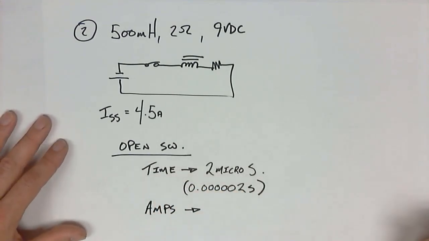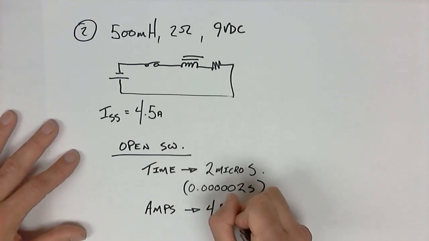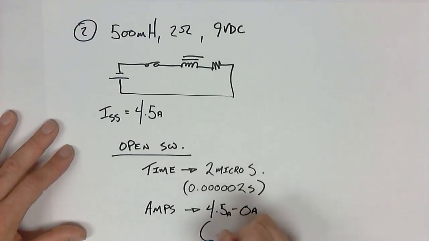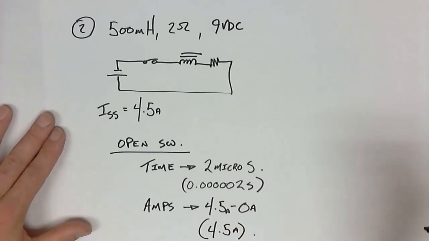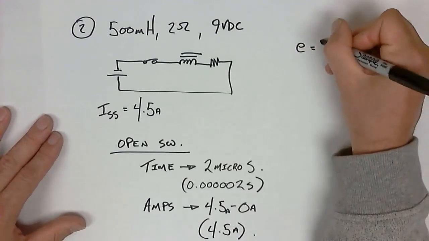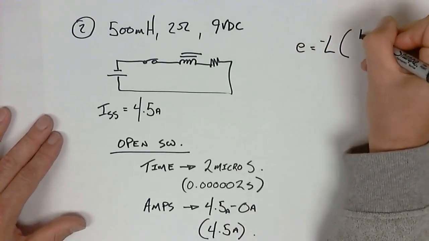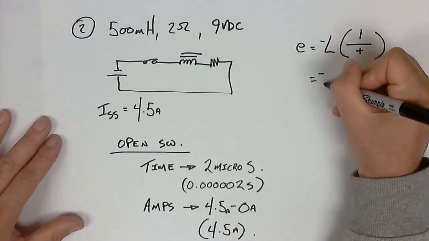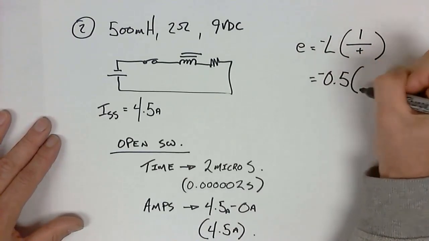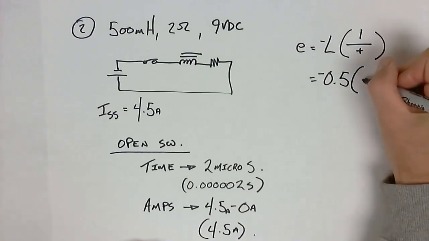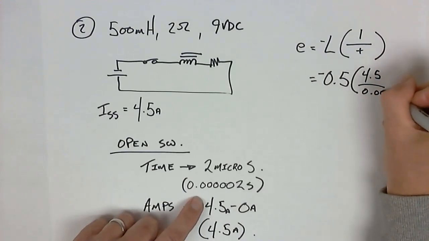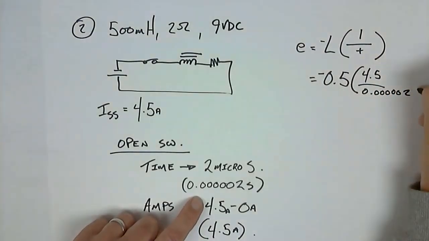The amps, what is the amps changing from and going to? Well, it's starting at 4.5 and it's going to 0 amps. That means a total change of 4.5 amps. So let's put it into our calculation. E is equal to negative L, bracket, current divided by time. Total amount of inductance is negative 0.5, bracket, total amount of current change, 4.5, divided by time, 0.000002.